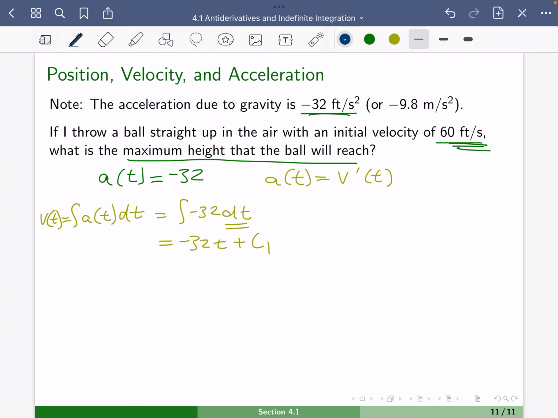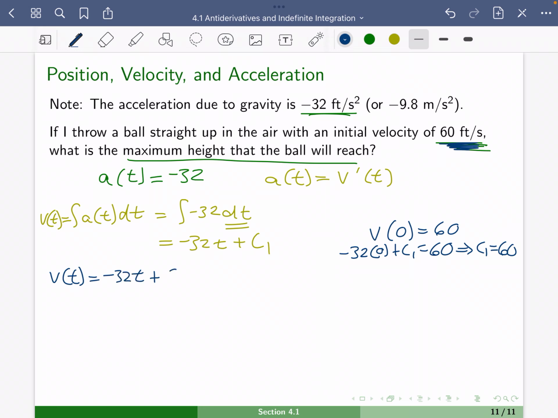What do we know about the initial velocity? Well, we know the initial velocity is 60, so our velocity at time 0 is 60. And so negative 32 times 0 plus c1 is 60. So c1 is equal to 60. And our velocity is negative 32t plus 60. Excellent.